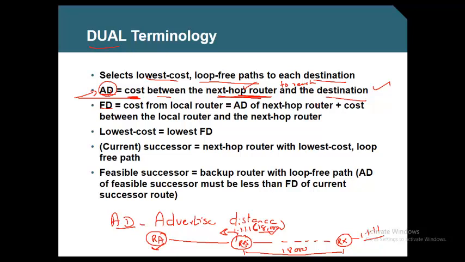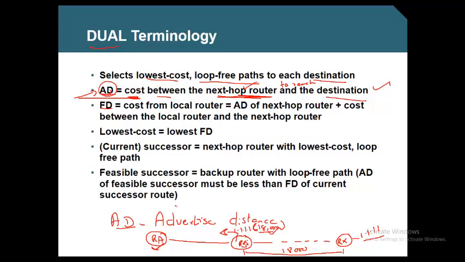So router A is not receiving its metric from B. Router A is receiving B's metric, which is what is called advertised distance. You see the name why they call it advertised distance, because it is coming as an advertisement.